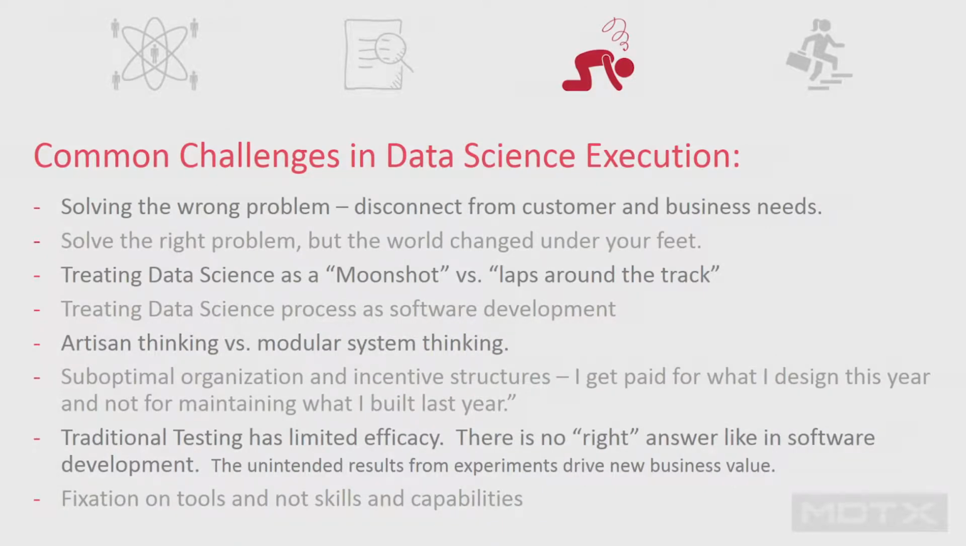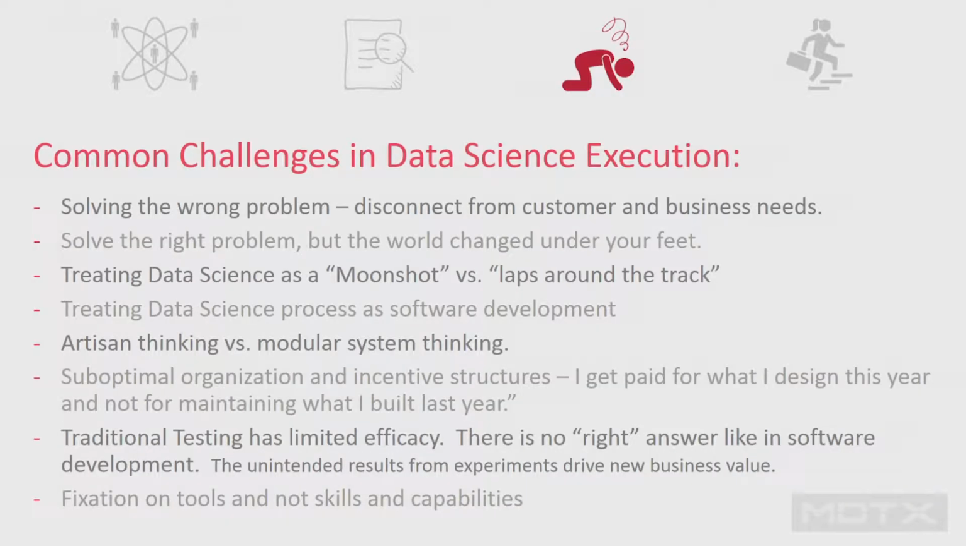So when it comes to the execution of data science, here are a few thoughts that I've come up with that I think would be informative. Sometimes we start solving the wrong problem. We're disconnected from our customers and the business needs. Sometimes we're trying to solve the right problem, but the world changed under your feet. That's a common one. I need to solve X, but everybody went a different direction. So now you've lost some time in designing your algorithms.